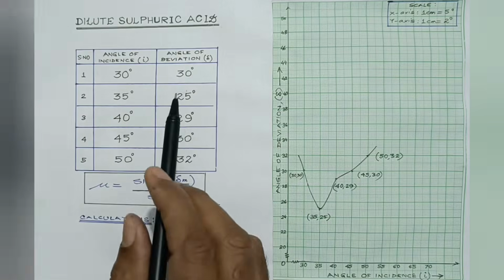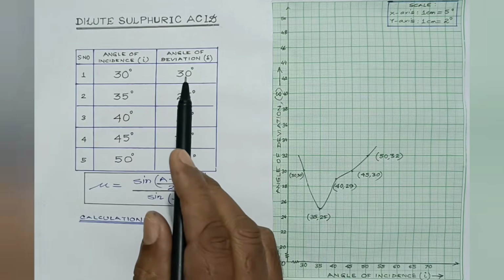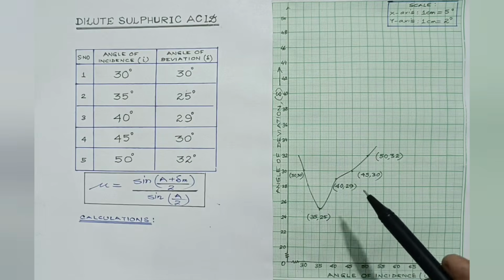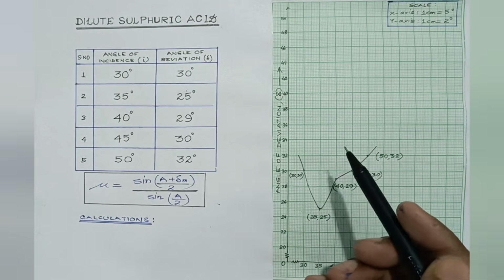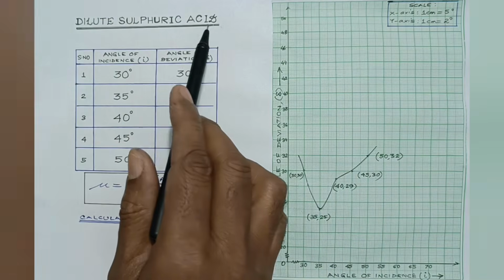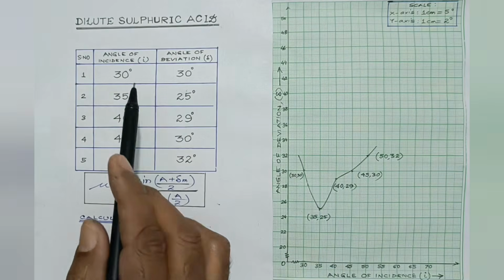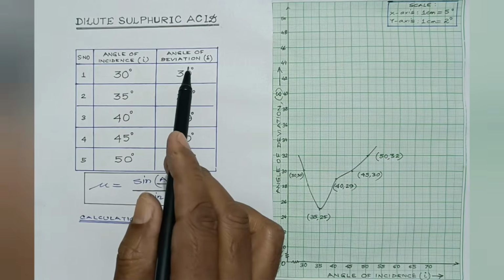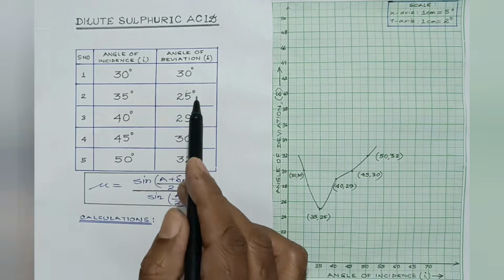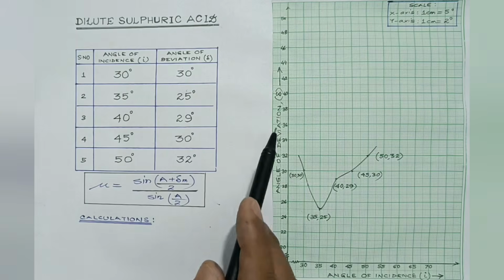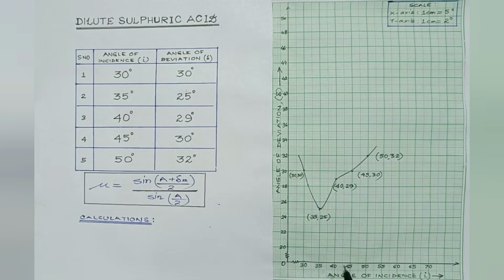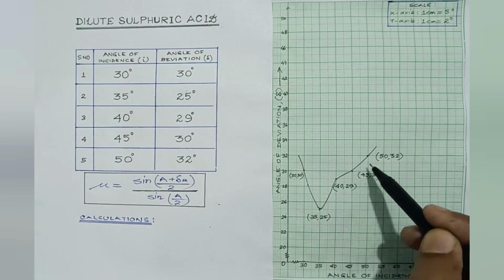In case of dilute sulfuric acid, that is dilute H2SO4, the same experiment was performed. The hollow prism is filled with dilute sulfuric acid, and then for different angles of incidence, the corresponding values of angular deviation were calculated, right? And then the graph is plotted between these two, angle of incidence and the angular deviation.